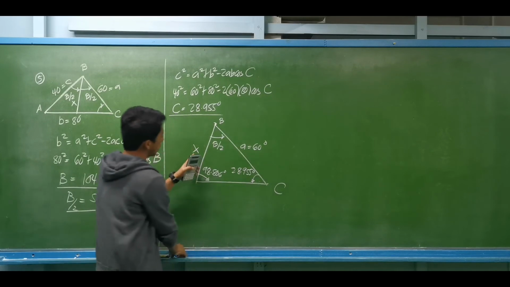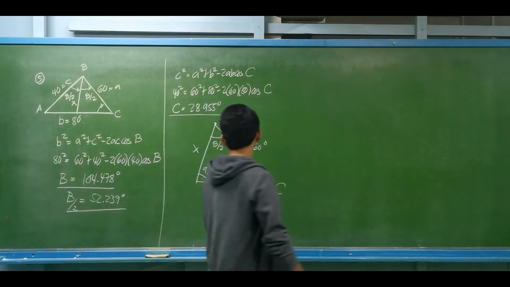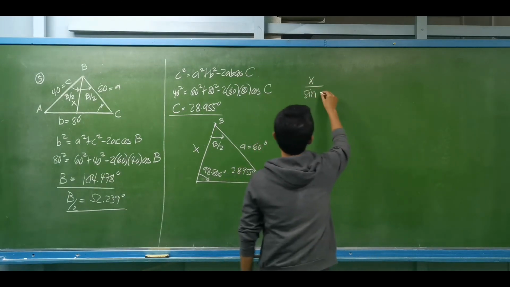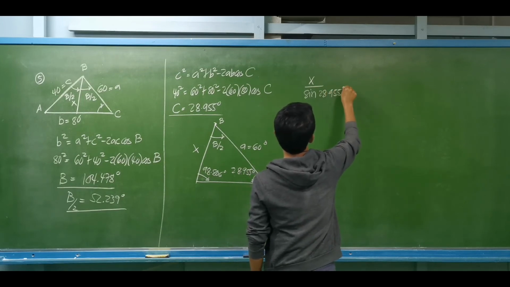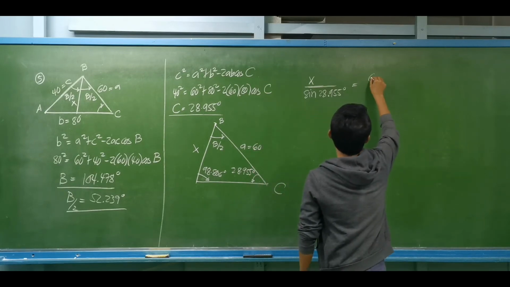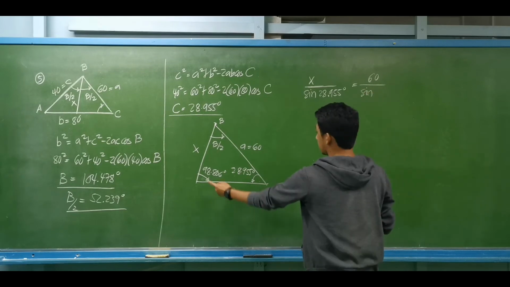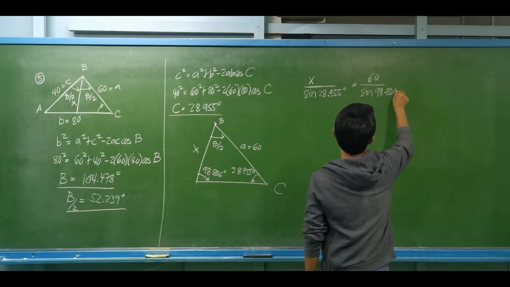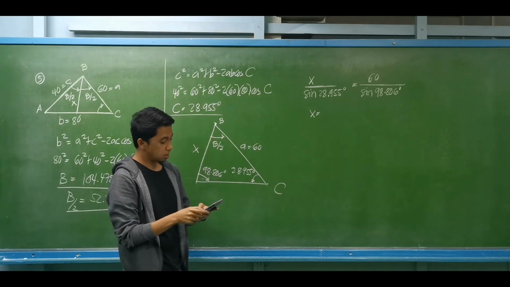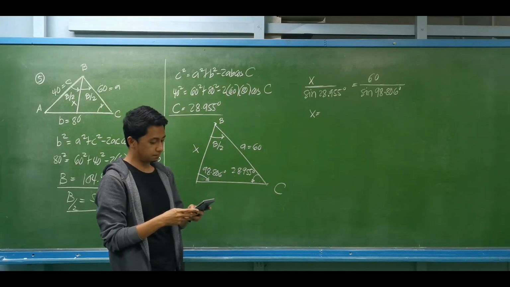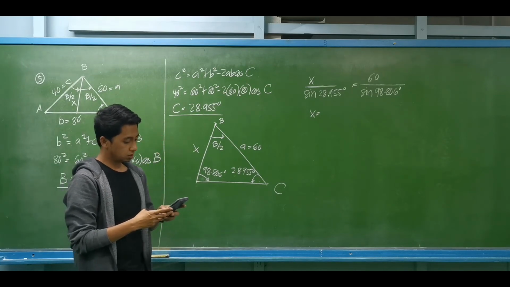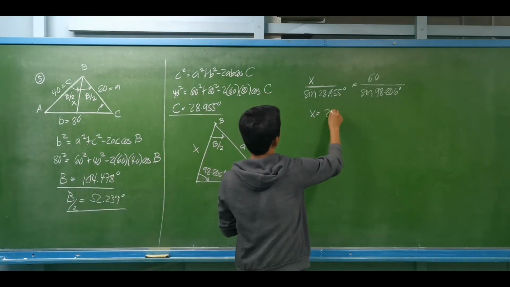So kung kukunin ko na si X, we can do it by sine law. So we have X divided by the sine of its opposite angle, 28.955 degrees, is equal to, gamitin ko yung side na 60, 60 divided by the sine of its opposite angle, 98.806 degrees. So that is the same as 60 multiplied by sine of 28.955 divided by the sine of 98.806.